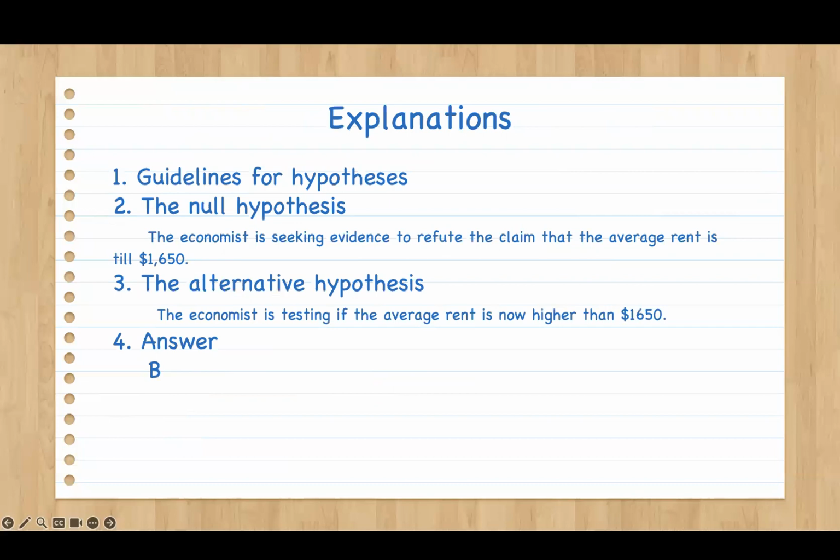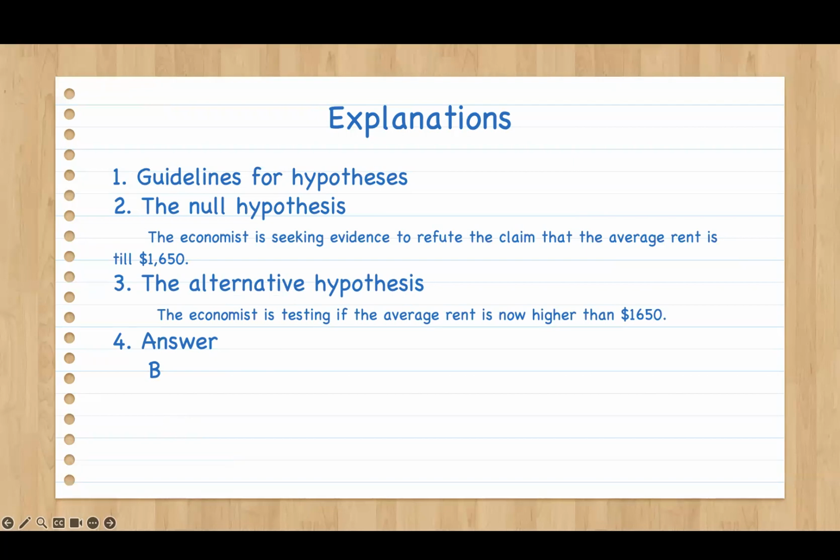Okay, explanation. First, we write hypotheses in terms of population parameters, not sample statistics. The null hypothesis should have a statement of equality. The direction of the alternative hypothesis depends on the context of the test. Second, in a test of significance, we are looking for evidence against the null hypothesis. In this situation, the economist is seeking evidence to refute the claim that the average rent is still $1,650.